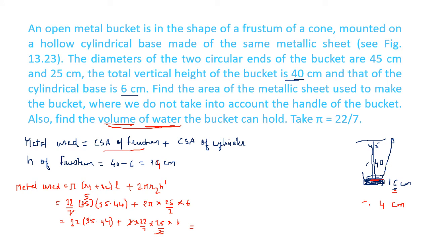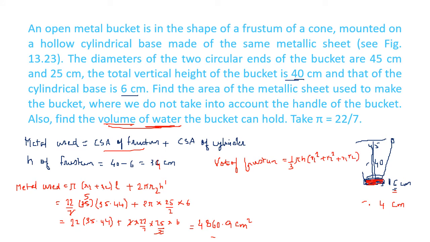So we had this answer, 4860.9 centimeter square. Now volume. What is the formula of the volume? Volume, the bucket. Now we don't have the cylinder because cylinder doesn't hold water. It's only the frustum. So we'll find volume of frustum. The formula is 1 by 3 pi h r1 square plus r2 square plus r1 r2.